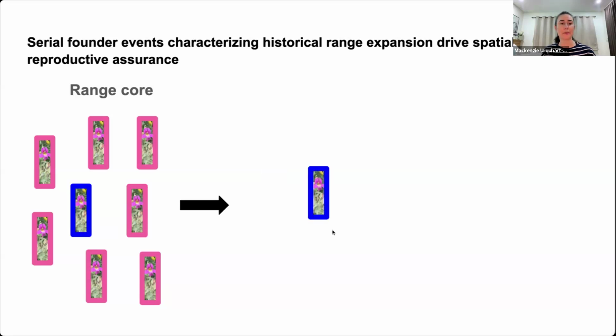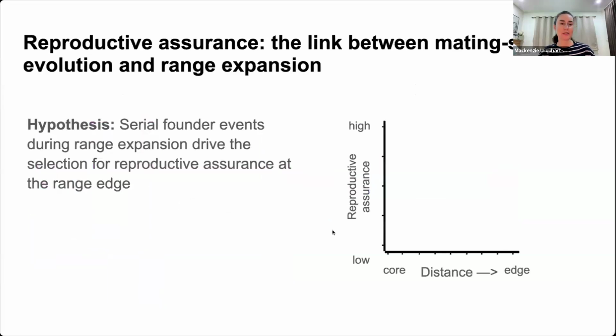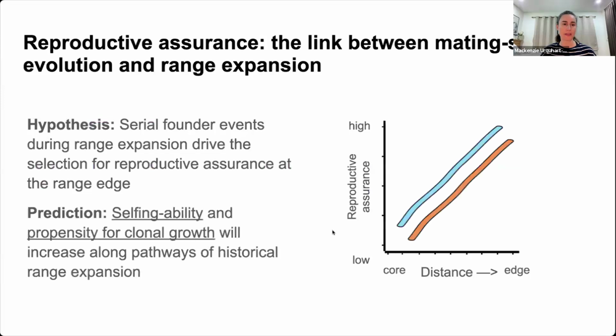If an individual capable of autonomous selfing or clonal growth colonizes this new habitat, it will be able to successfully establish, and individuals with this trait will be more likely to successfully colonize and establish future populations. And this will lead to a spatial gradient in increased reproductive assurance from that high-density range core to the low-density range edge. And so this leads me to my hypothesis for my project, that serial founder events characterizing range expansions drive the selection for reproductive assurance at the range edge.